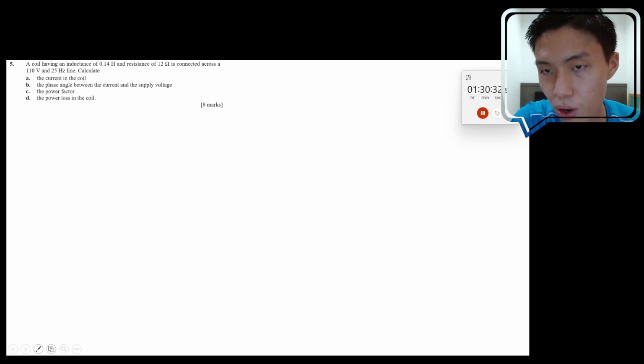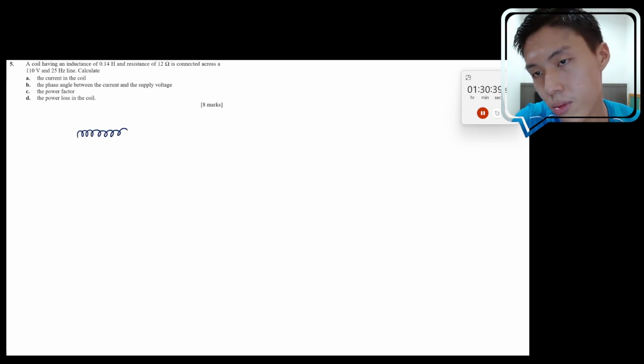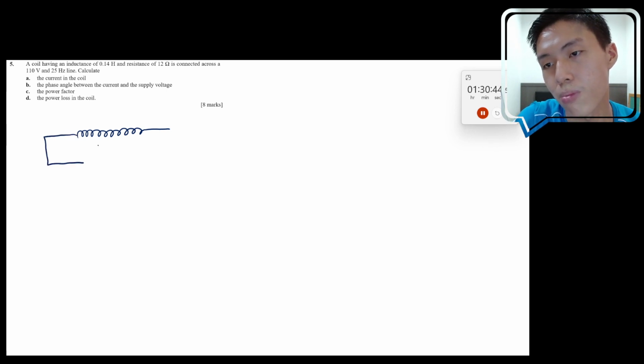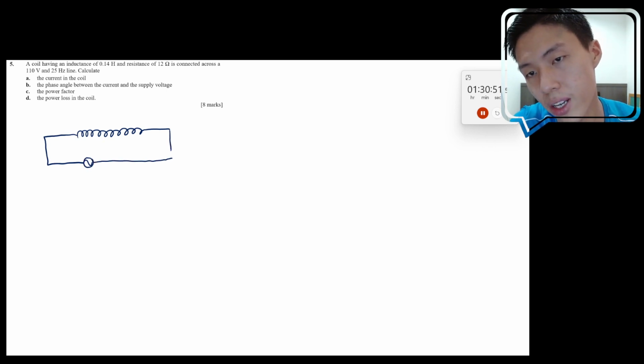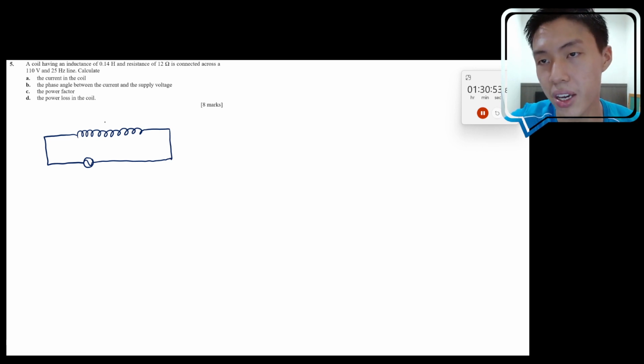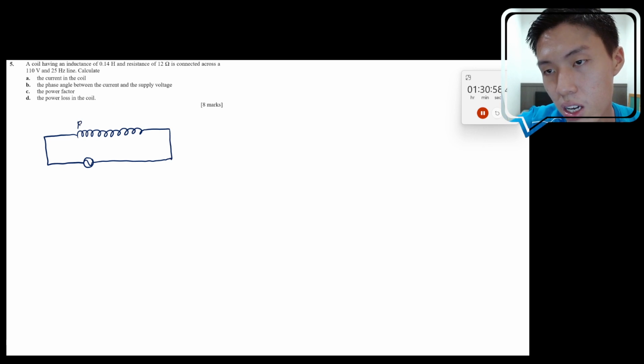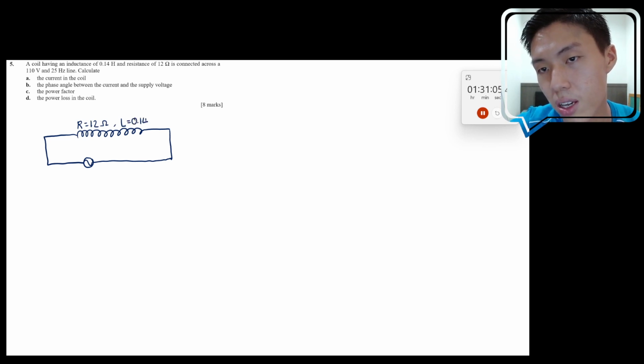There's only a coil connected to a power supply. So let's sketch it. There will be a coil. This coil is connected to a power supply, but this is an AC power supply because they give you the frequency. So you have to draw an AC source instead of a DC power supply. This coil here has both inductance and resistance. So the resistance is 12 ohm, but the inductance L is 0.14 Henry.